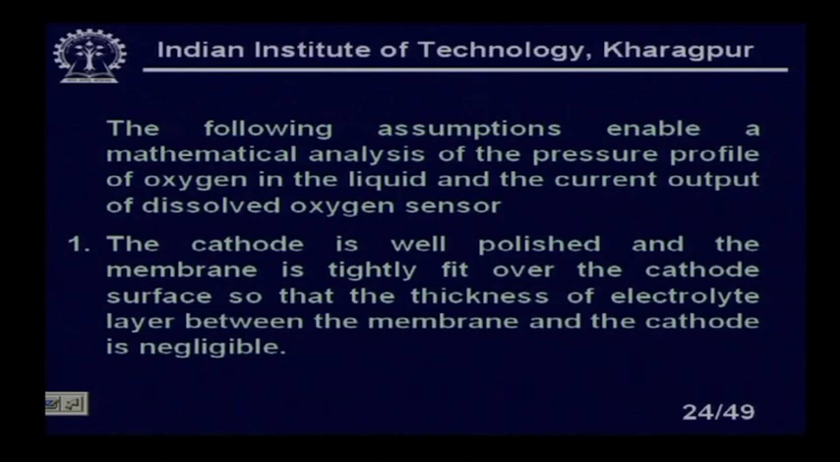The cathode is well polished and the membrane is tightly fit over the cathode surface, so that the thickness of the electrolyte layer between the membrane and the cathode is negligible. So, we are assuming there is absolutely no layer of the electrolyte in between the cathode and the membrane, which is usually a Teflon membrane.